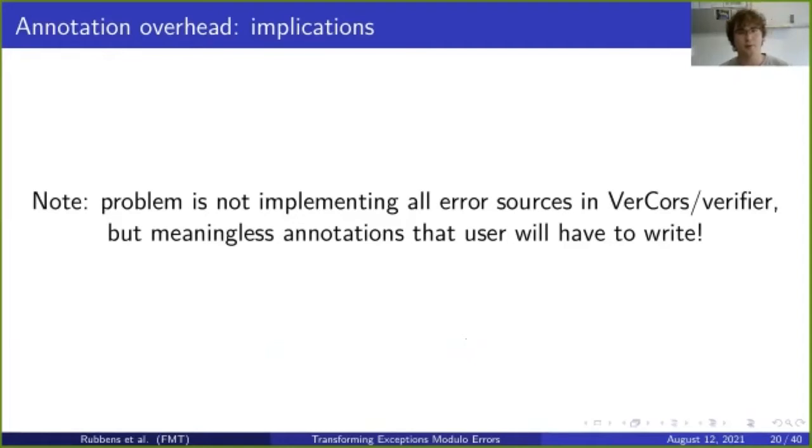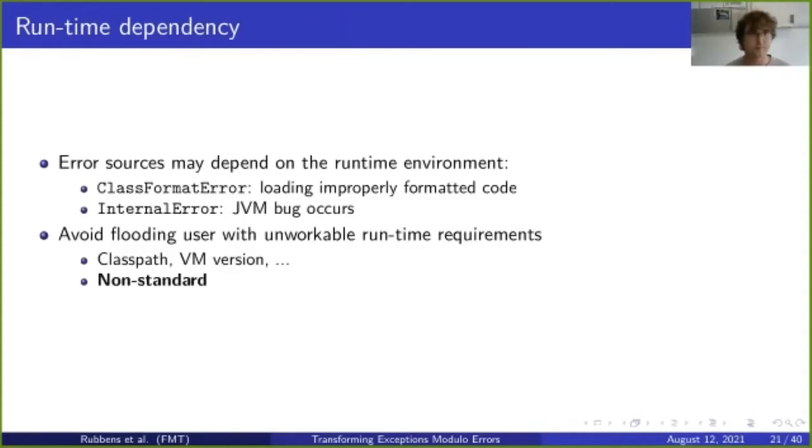Now, the problem is not so much that implementing these error sources in Faircore is hard, because that's the job of a verification engineer. And once these have been implemented in the verifier, you can use them. But the point is that this will generate a lot of meaningless annotations that the user will have to write. Whereas we would like there to be only exceptional postconditions if you're actually dealing with exceptions and not just generate exceptional postconditions everywhere, because that will make them meaningless.